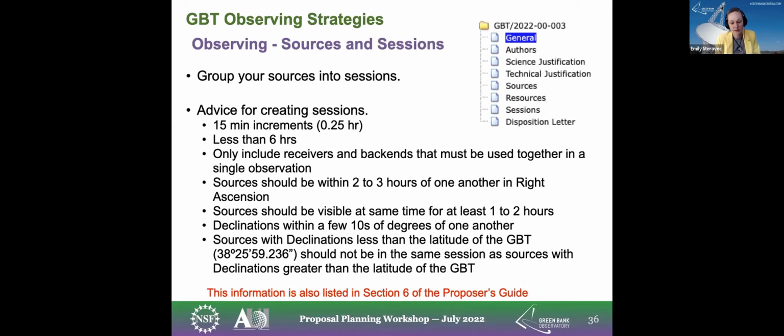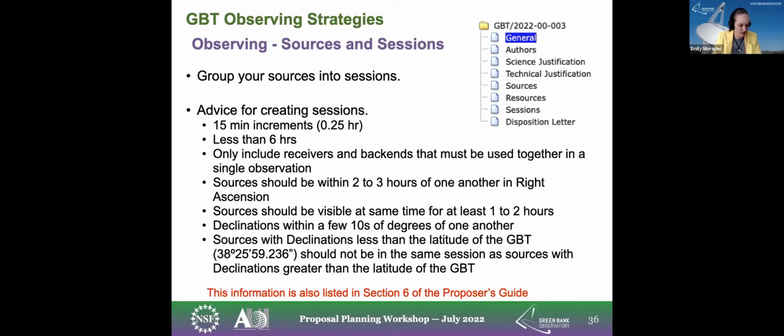And then sources with declinations less than the latitude of the GBT should not be in the same session as sources with declinations greater than the latitude of the GBT. This is because of how our instrument is set up.